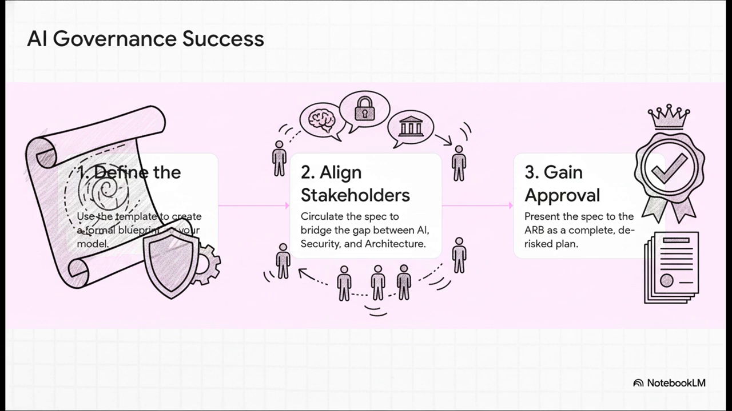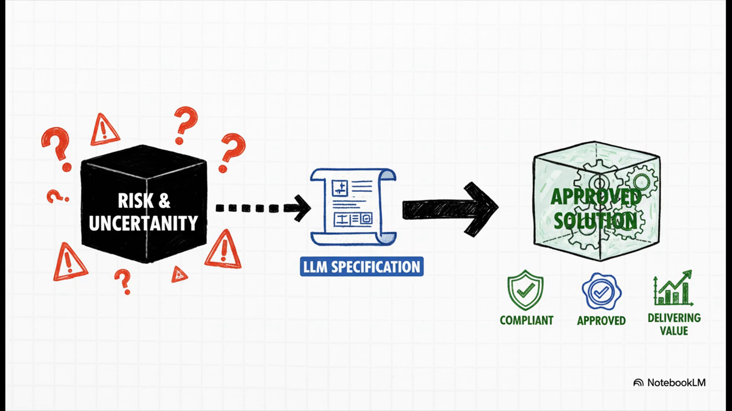This process is really a critical shift in mindset from pure experimentation to a culture of documented, de-risked engineering. At the end of the day, the LLM specification is the strategic tool you need to transform your AI black box. It turns what was a source of risk and uncertainty into a compliant, governed, and approved enterprise solution that can finally start delivering real value. And honestly, that's a huge competitive advantage.